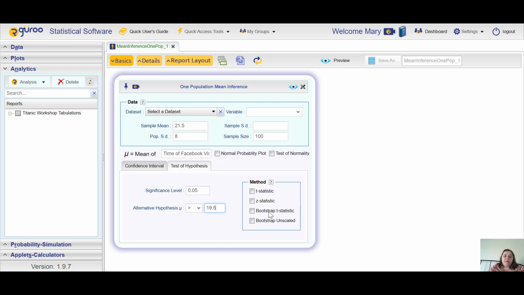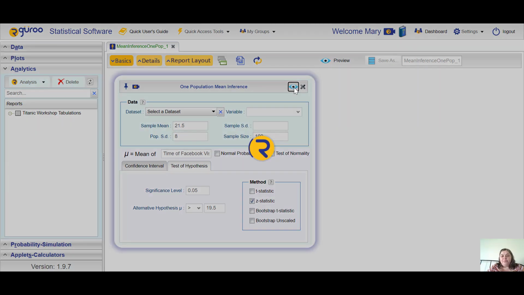We've not learned bootstrap methods, so it's either going to be T statistic or Z statistic. If they gave you the sample standard deviation, you would choose T statistic. If they give you the population standard deviation, you will choose Z statistic. So I will choose Z statistic, and then I will choose my preview button.